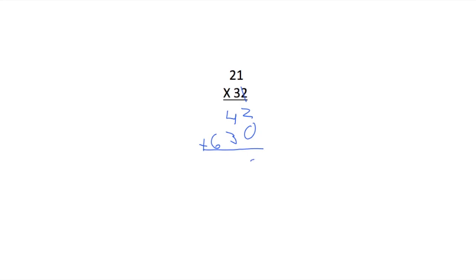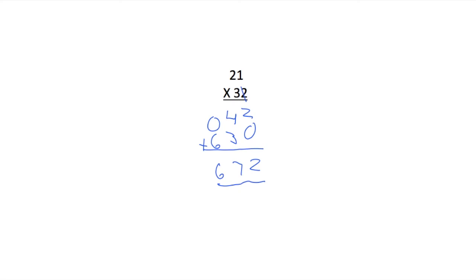2 plus 0 equals 2. 4 plus 3 equals 7. And then we can add a 0, imaginary 0. 0 plus 6 equals 6. So your answer is 672. Now, whenever your teacher writes a question like this, I encourage you to always show your work.